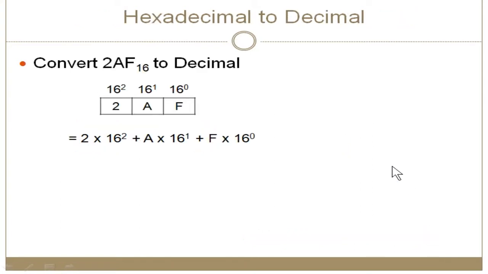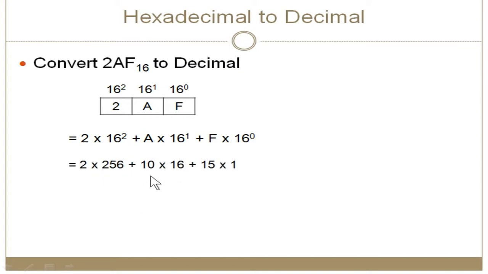Next is hexadecimal to decimal. Here you use the reverse process. You multiply by the weightage, 16 to the power of whatever position is given. Here is an example: convert 2AF base 16 to decimal. You write 2AF, 3 digits. From the right side, you write 16 to the power 0, 16 to the power 1 and 16 to the power 2. So you write it as 2 into 16 squared plus A into 16 to the power 1 plus F into 16 to the power 0.